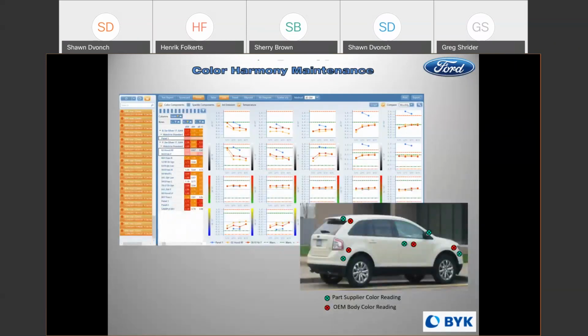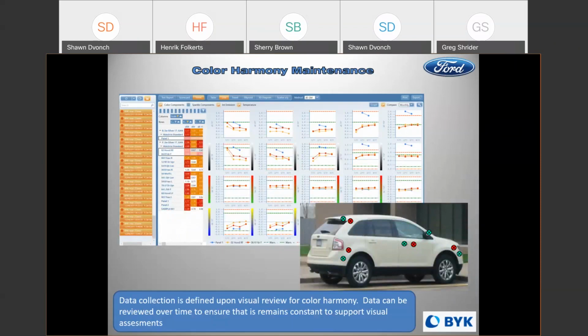Okay, and then finally, I just want to get into color harmony maintenance. What we have here is typically what we do once we go into job one and the plant takes over and they have to kind of maintain that color. What we do is utilize the BIC instruments and use their panel match functions, where actually you're looking at both parts to a standard, but we also look at the relationship between those two parts digitally.